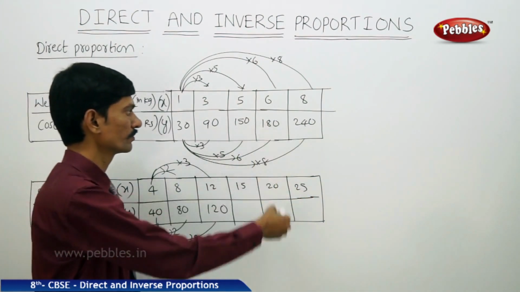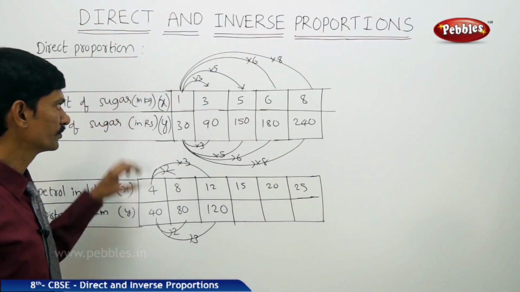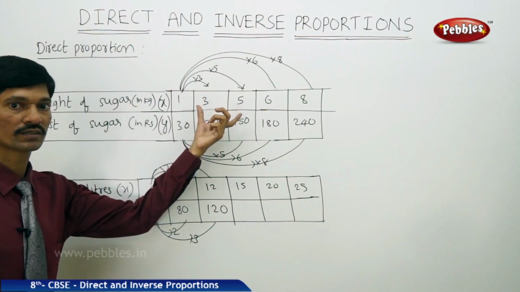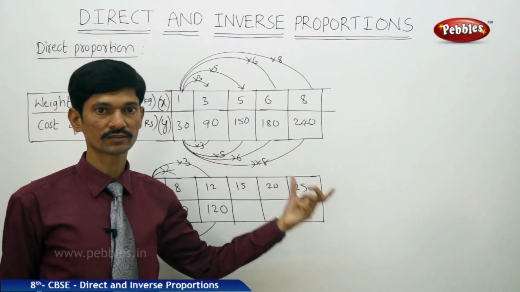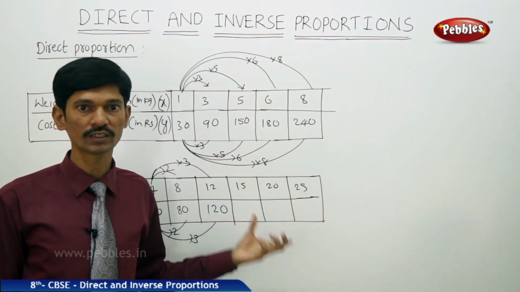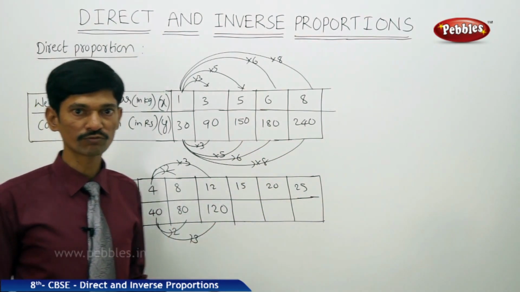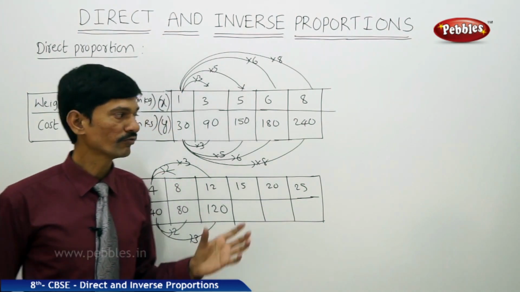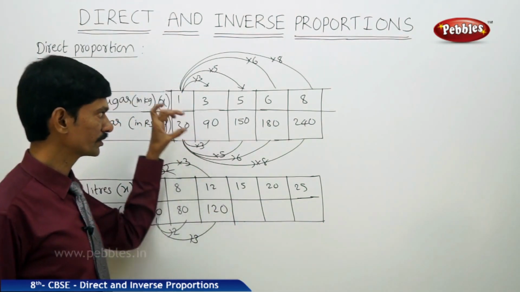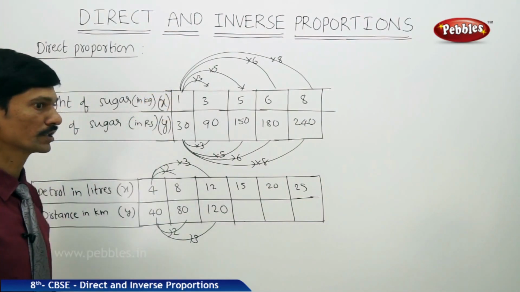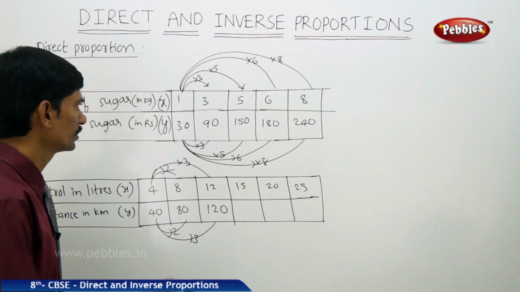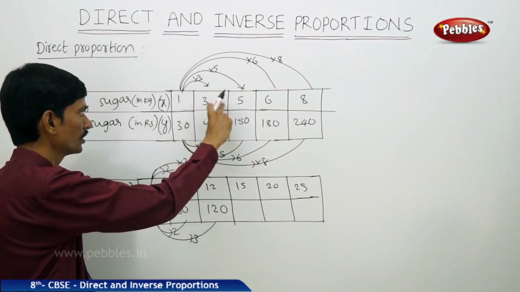Now in these two examples we can observe that if one quantity increases, then the other quantity also increases, or if one quantity decreases, the other quantity also decreases. So the variation in one quantity leads to the variation in the other quantity, such that the ratio between the two quantities remains a constant. Now let us see this constant ratio of these two quantities in each case.